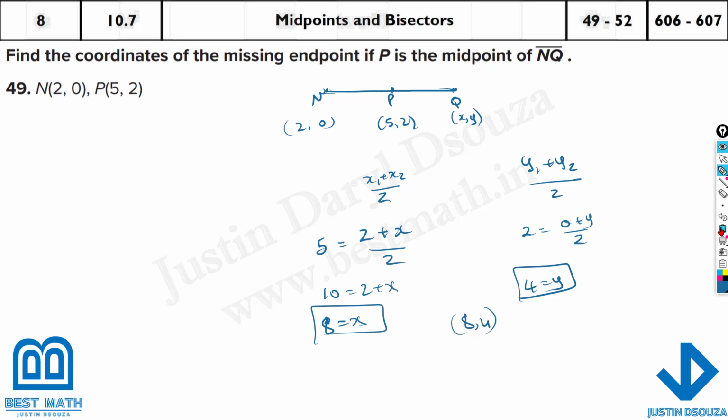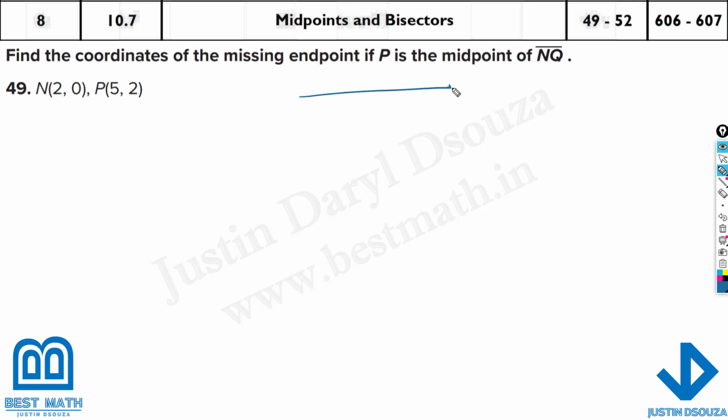That's the answer. But instead of all that, you know it is N, Q, and midpoint is P. Let's write what are the N values. X is 2, y is 0. What about P? It's 5, 2. We don't know what Q is, isn't it?